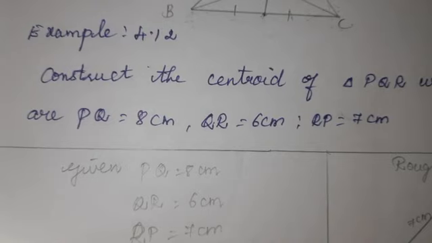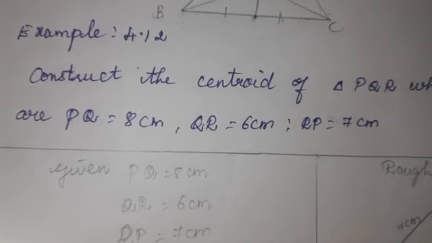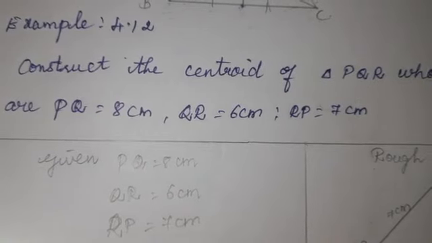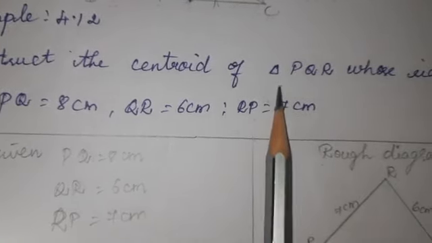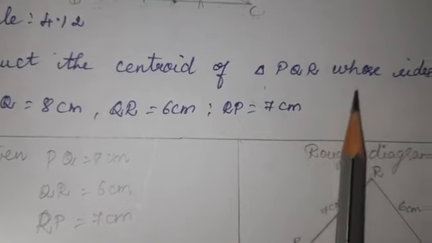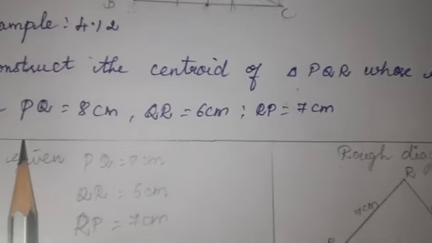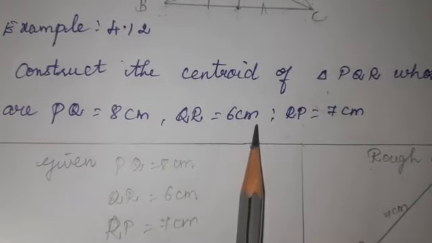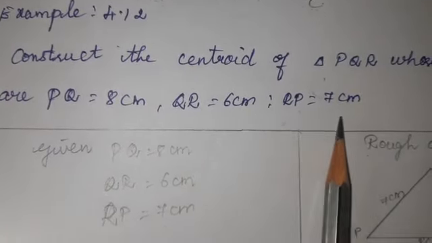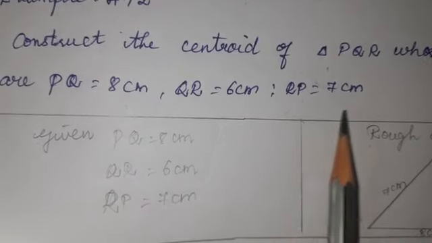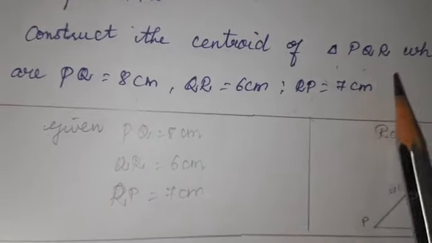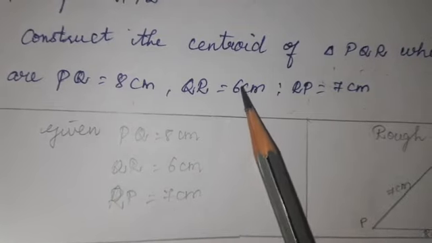On page number 175, you have that example problem. First I will do that example problem. The question is: construct the centroid of triangle PQR whose sides are PQ equal to 8 cm, QR equal to 6 cm, RP equal to 7 cm. Here they have given us the measurements and the triangle name is PQR. We have to draw the centroid.